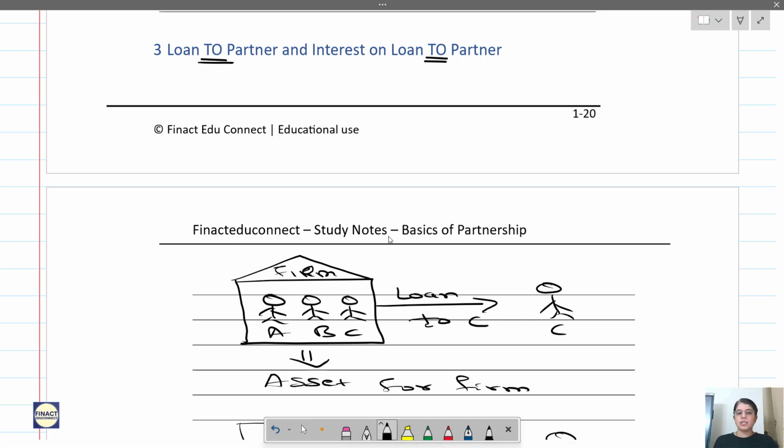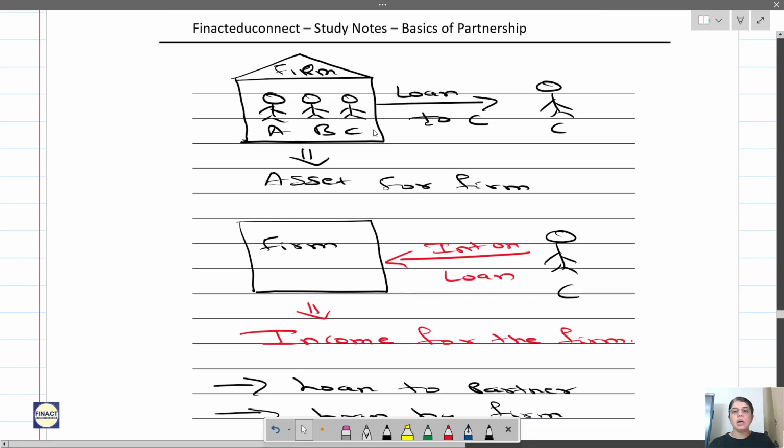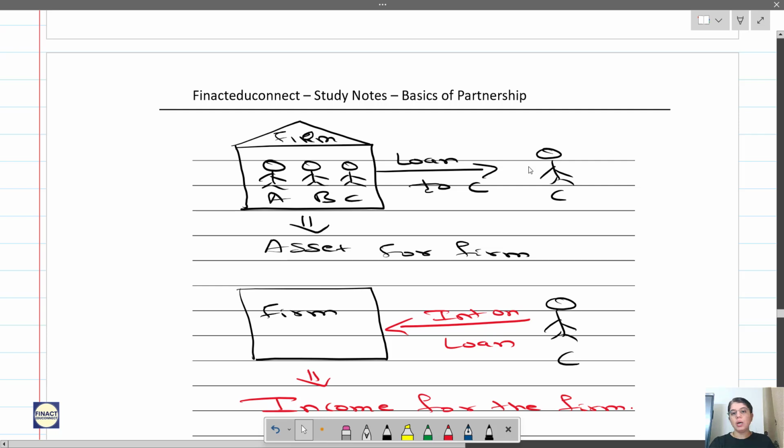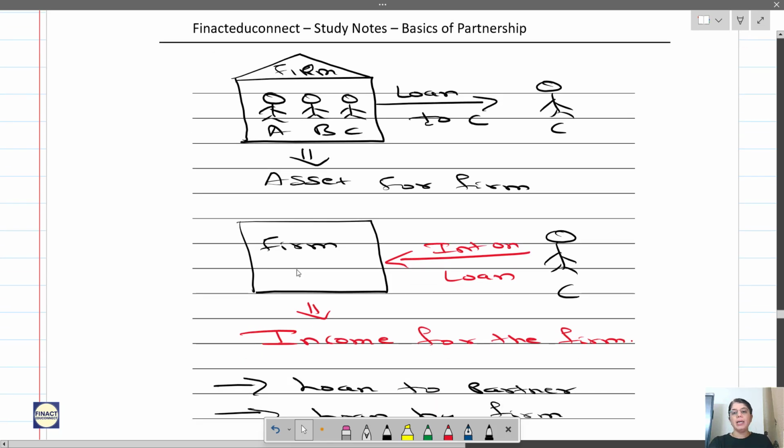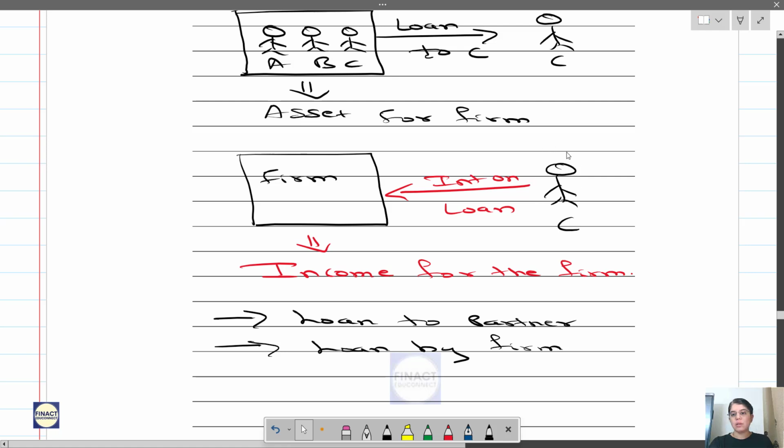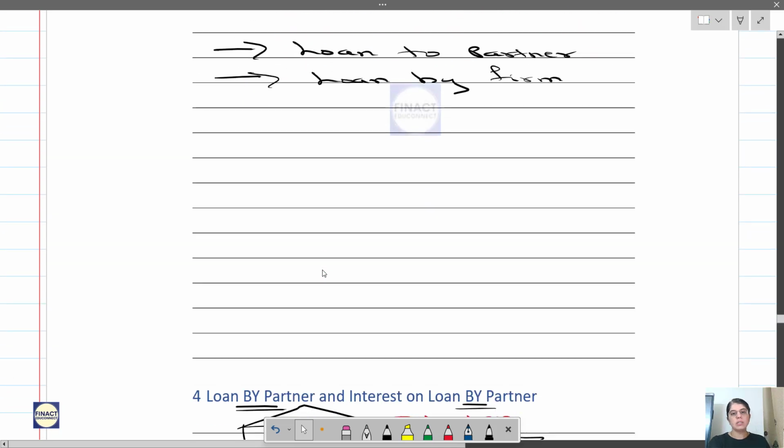So the next transaction is loan to partner and interest on loan to partner. So what is happening? What is loan to partner? Firm is giving loan to the partner. So this loan which is given by firm to the partner, from firm's point of view, it's an asset. Okay, and interest on loan has to be given from partner to firm. So partner will give this interest on loan to firm. So this interest on loan is an income for the firm. Okay, so let's see the journal entries for this.